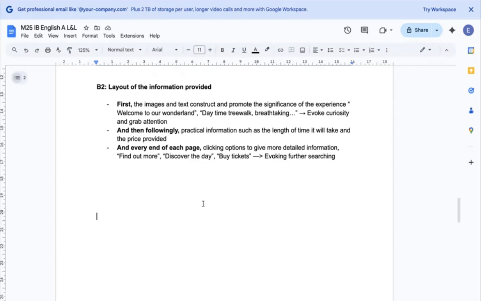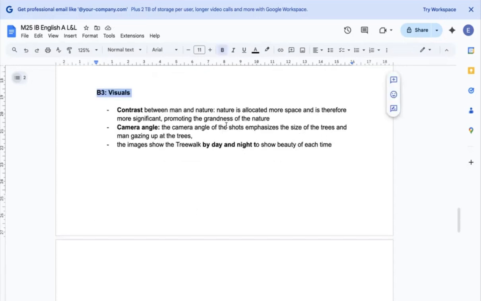And then, practical information is provided, such as how long it takes to finish the tour, or how much you have to pay. Also, there are lots of price options. Such practical information is provided, and at the end of each page, clicking options are given to let the customers actively search for further information, such as find out more, discover the day, buy tickets. So all evoke further searching.